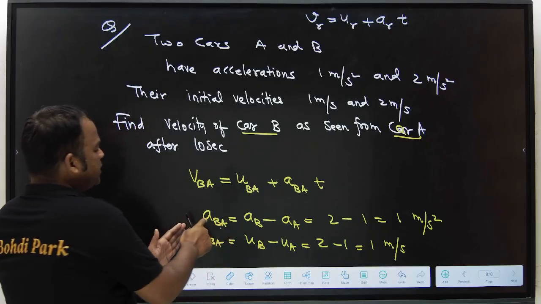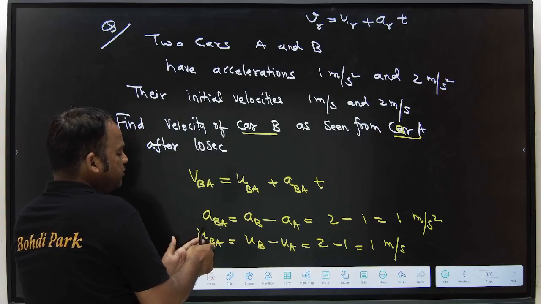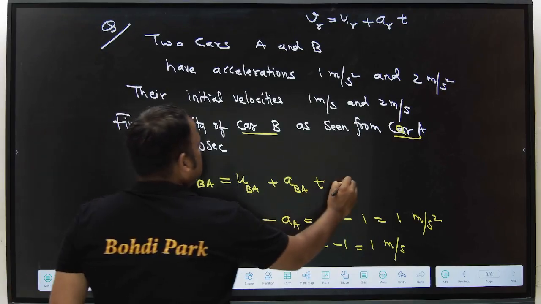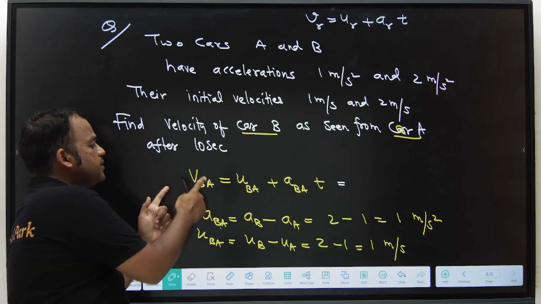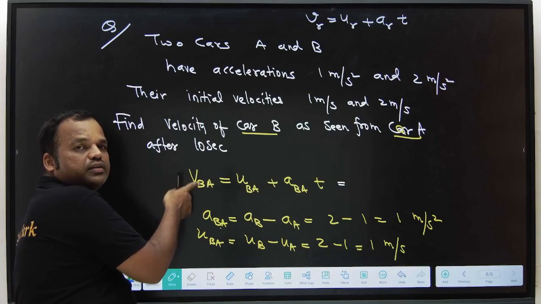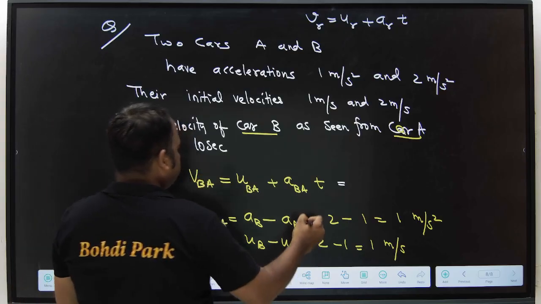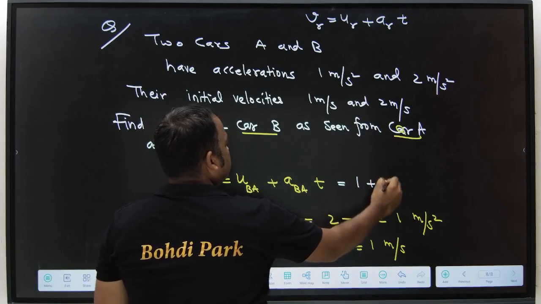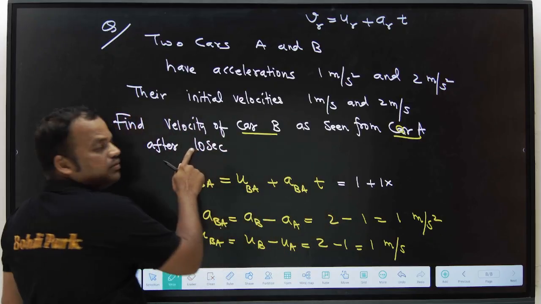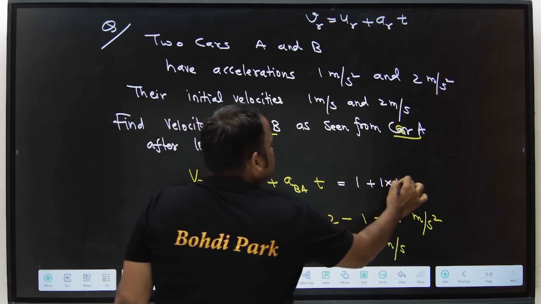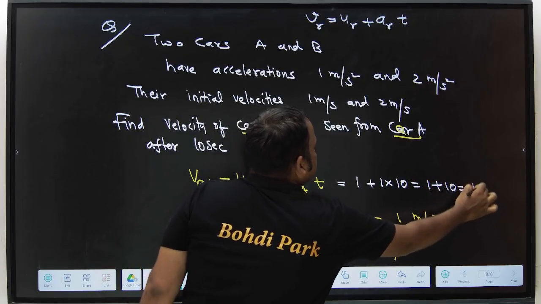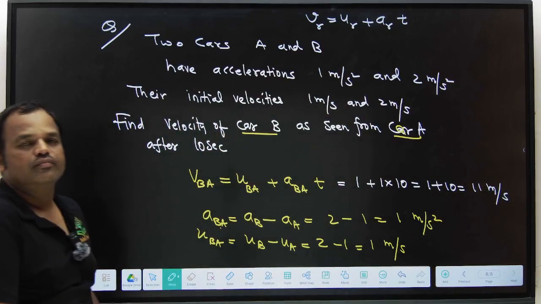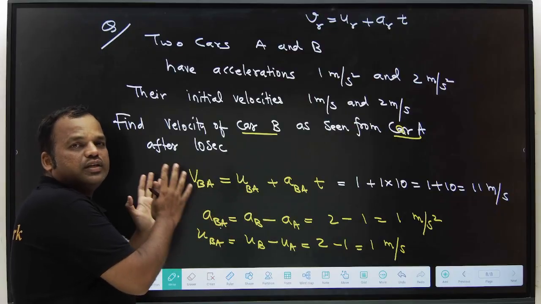Now we will substitute the relative acceleration and relative initial velocity in this equation. So we will get the velocity of B as seen from A, or the relative velocity of B with respect to A, is equal to 1 plus 1 into T. Now in the question T is given as 10 seconds. So our answer is 1 plus 10, and that will be equal to 10 meter per second. So we are using the concept of relative motion.